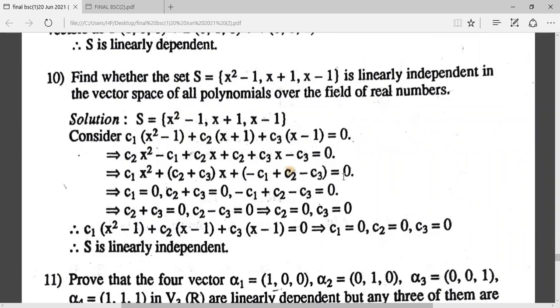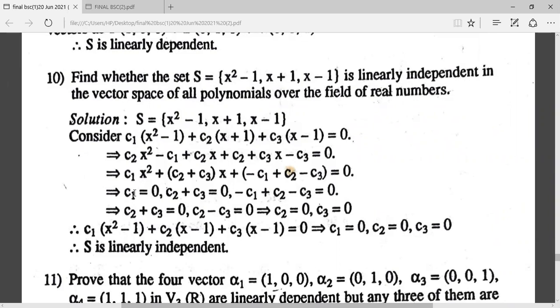Group that and equate it to 0. This implies, because on the right hand side you have 0, you can write that as 0 x square plus 0 into x plus 0. Equate the corresponding coefficients of x square, x, and the constant. If you equate this, you will get C1 equals 0, and C2 plus C3 is also 0 because the right side is 0. Next, minus C1 plus C2 minus C3 equals 0. You have 3 equations. One equation is C1 equals 0, a direct value for C1. Another equation is C2 plus C3 equals 0. And another equation is minus C1 plus C2 minus C3 equals 0.